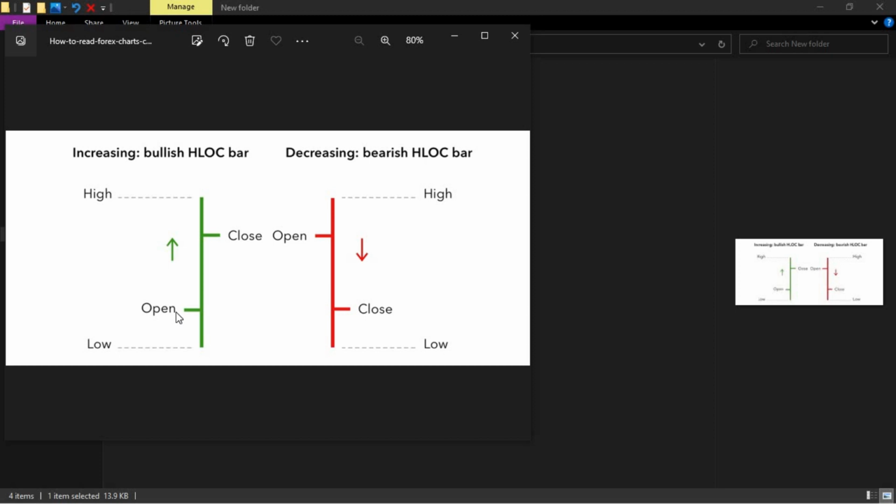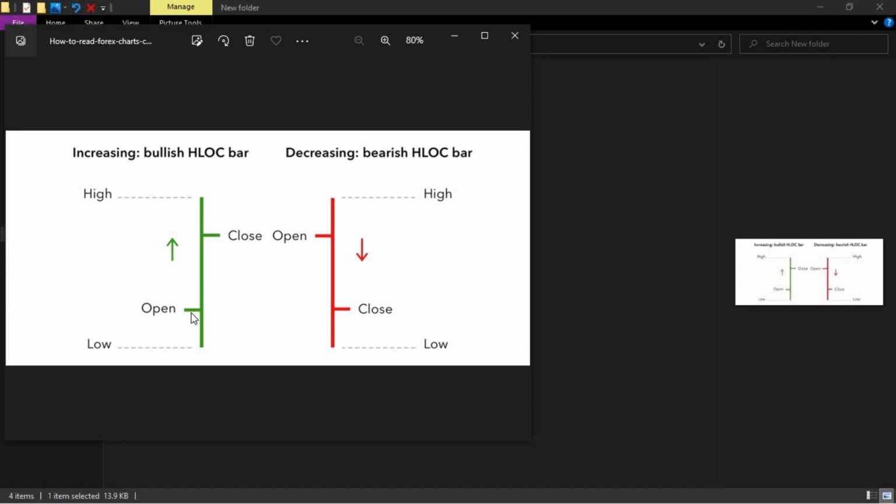For a bullish day, you have your opening price, and then the market goes above the opening price and closes above it. That's when you have a green candle. I'm going to put all of this together so you understand it. So bullish: high, low, open, close. High, low, open, close. Okay. So you just get that.